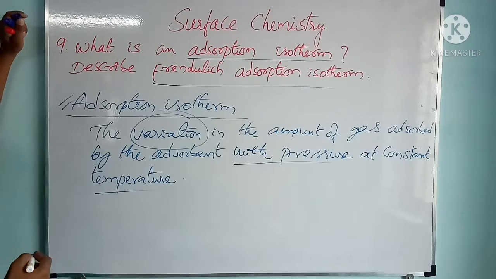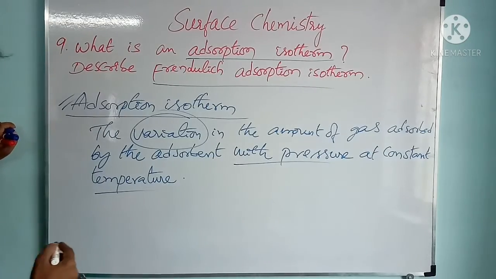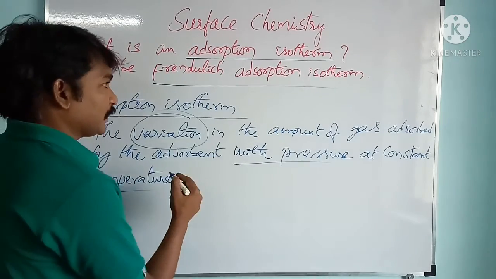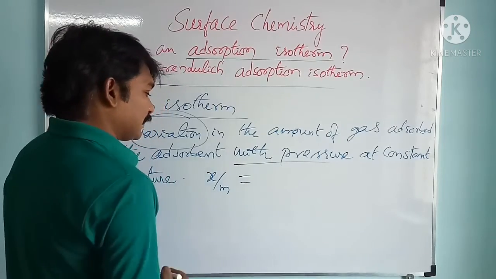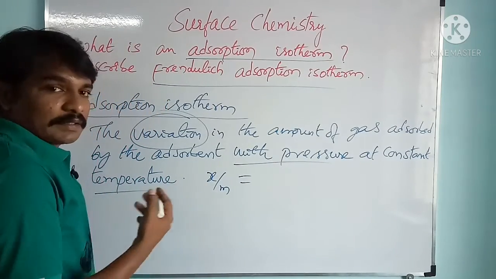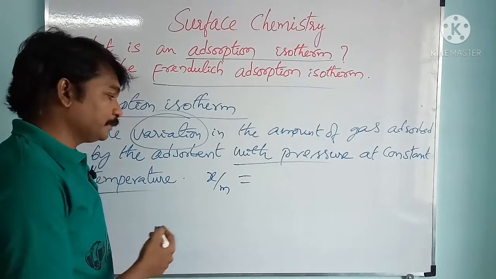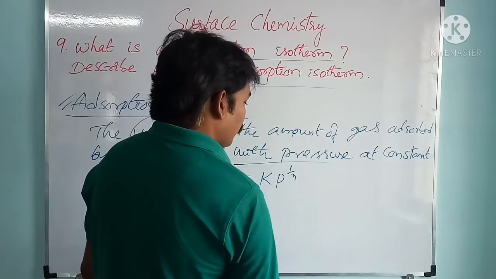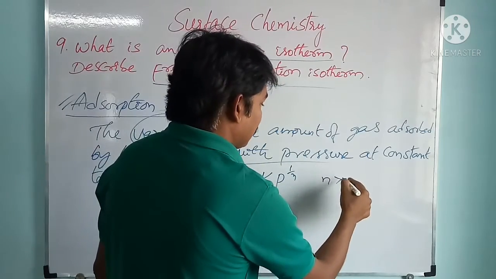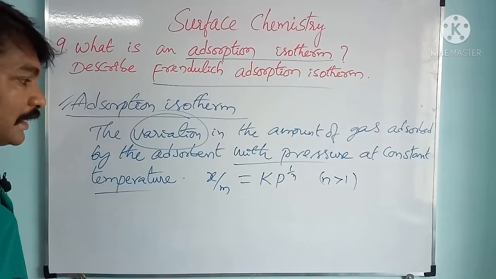And next one is describe Freundlich adsorption isotherm. See here, in the first question itself we already discussed Freundlich adsorption isotherm. x/m, what is the relation here? x/m means the amount of gas adsorbed by the adsorbent per gram. Okay, x/m is equal to kp to the power of 1/n, and the condition here is n should be greater than 1. This is the relation.